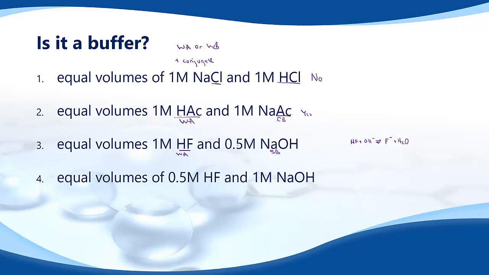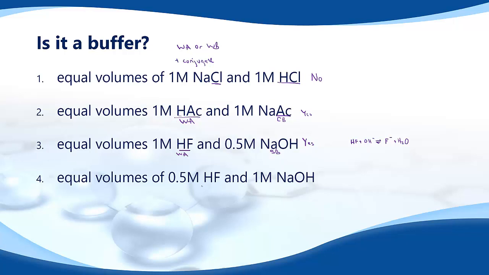Now, because we didn't add enough sodium hydroxide to completely react out the HF, we're going to have some amount of HF left over, and we're going to create a little bit of fluoride ion. So this is, again, one of our sneaky buffers. We have a weak acid or base in excess being reacted with a strong acid or base. So this is a buffer.